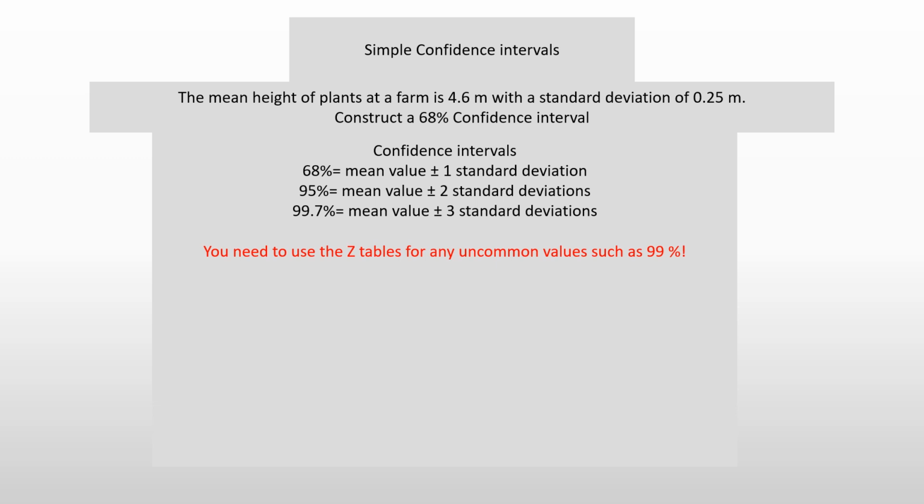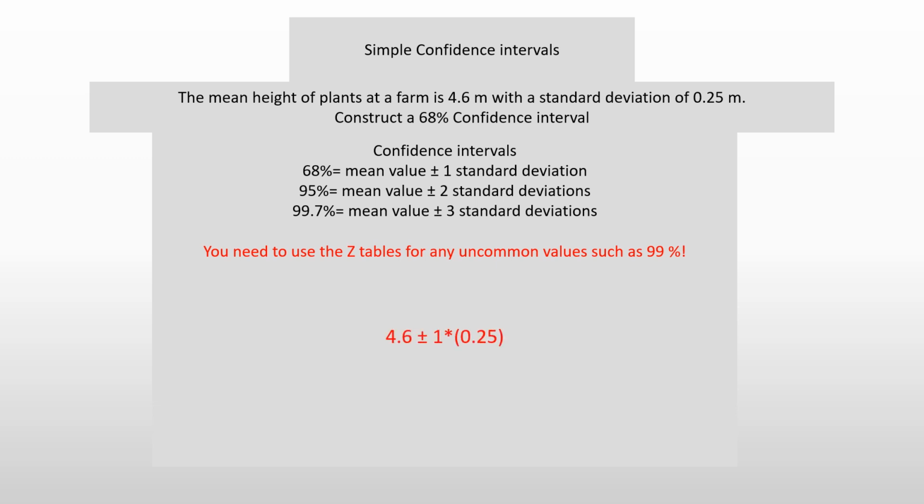The mean is still there, but the plus or minus could be 1.2, 1.5, 1.96, whatever number of standard deviations you need to put in, depending on the value you get in the Z table. So if the confidence level is not one of those three, then you cannot use these formulas. You have to find the value to put in for the number of standard deviations.